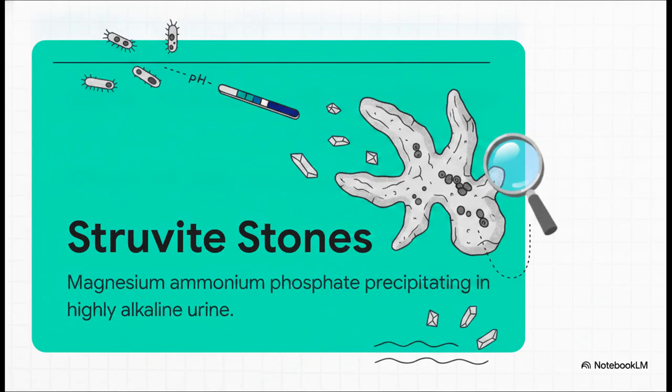Switching systems entirely, our next tissue destructor goes after the urinary tract. Let's talk about Proteus mirabilis. This bug's superpower is urease production, which it uses to hydrolyze urea straight into ammonia.